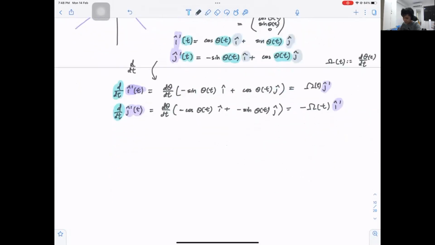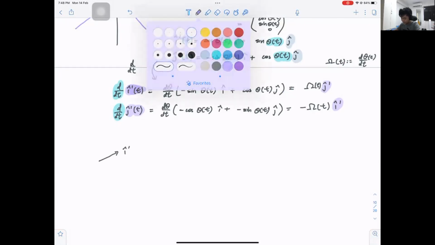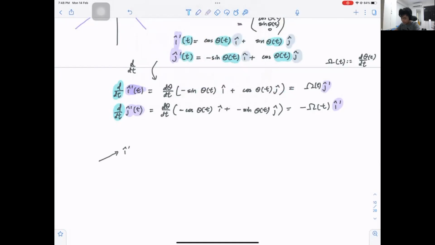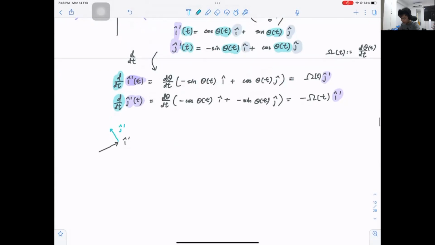Let me draw a diagram to help it make sense. So let's say our i prime was like this, right? What's the time derivative of it? The time derivative of it is j prime, which means that how it changes with respect to time is wanting to change by j prime, scaled up by omega. You see that because i prime and j prime are always perpendicular, as i prime moves, j prime will also adjust accordingly.